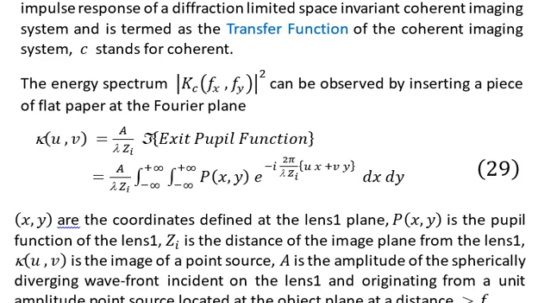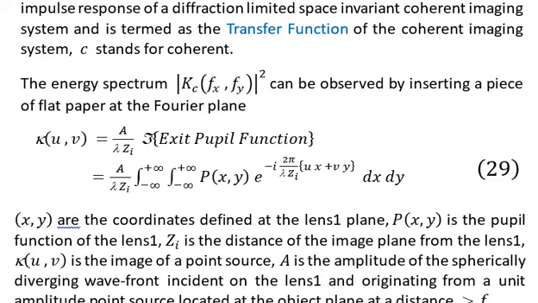So next, in equation number 29 we relate kappa as a function of u and v with the exit pupil of the imaging system through the equation, that is kappa is equal to a over lambda zi multiplied by the Fourier transform of the exit pupil function. The Fourier transform of the exit pupil over here is p of x, y. You may call it entrance pupil, you may call it exit pupil, but we have discussed that we shall be using the exit pupil as the pupil of the imaging system.